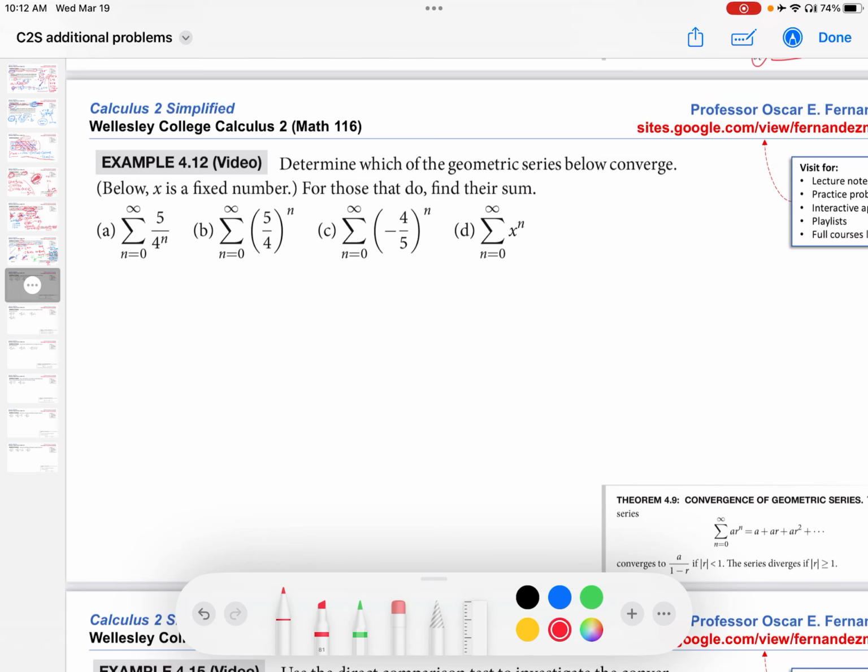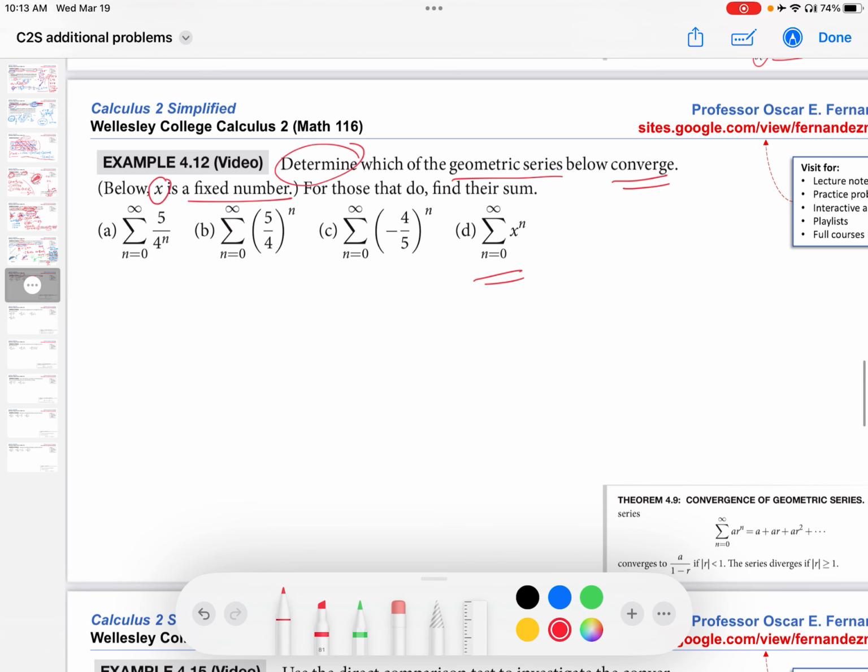In this video, we'll work on example 4.12 from Calculus Simplified. This is an example that is going to get us working with geometric series and figuring out, determine which of these geometric series converge. In part D here, x is some fixed number. So think of x as like 7, negative 12, some number that we just don't know but doesn't change, not a variable. For those that do converge, we're asked to find their sum. Okay, now we have some sense of what we're doing.